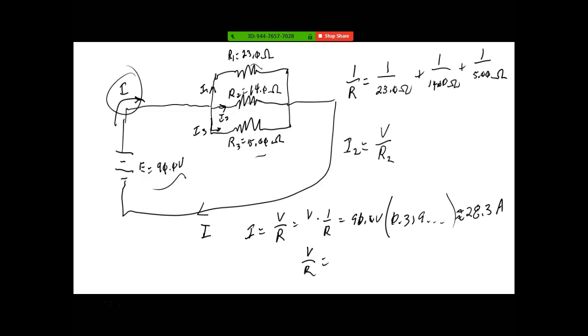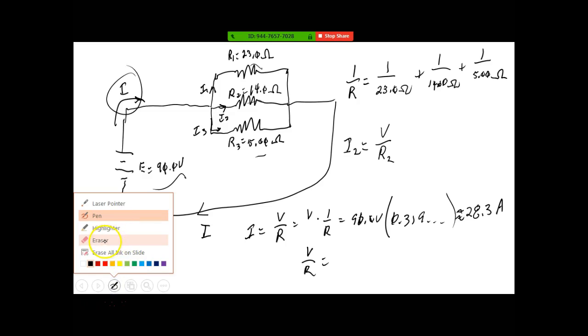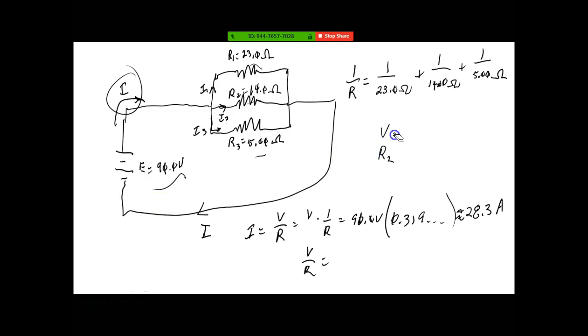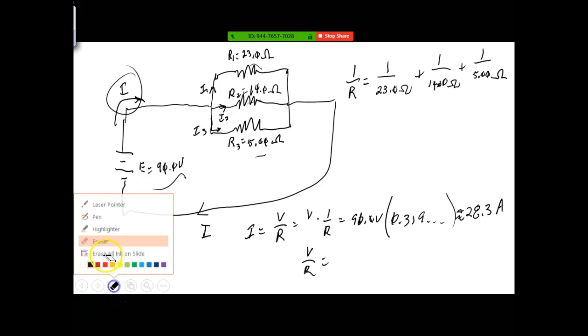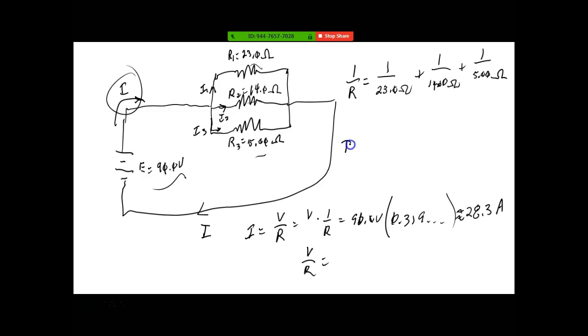No, wait a minute. I've got it backwards. Sorry. No wonder you were saying, what is this guy doing? We're looking for R2? No, I was right. Find the current. I'm sorry, I had it right. It must be getting late and I'm getting hungry. I2 is equal to V over R2. You said it right.